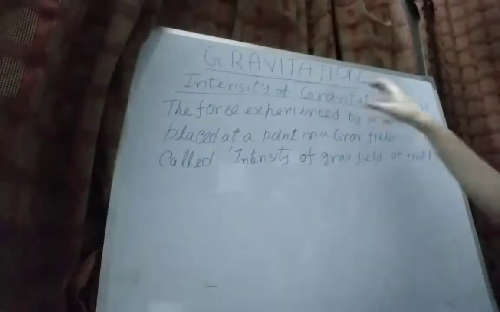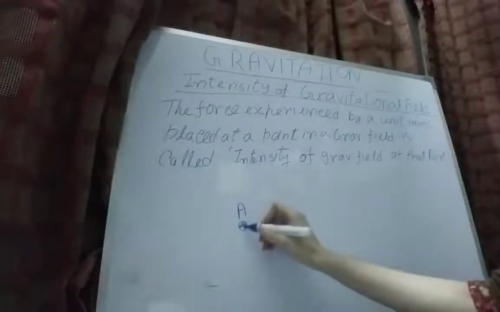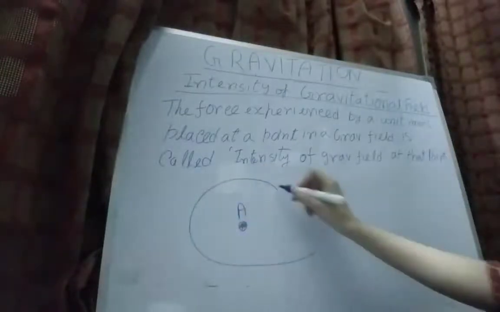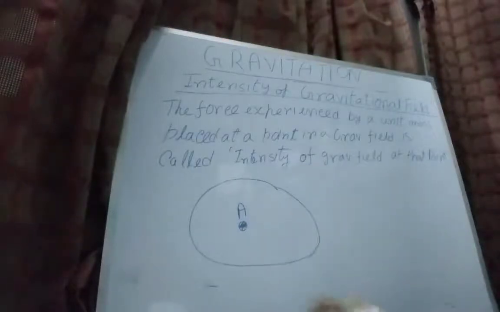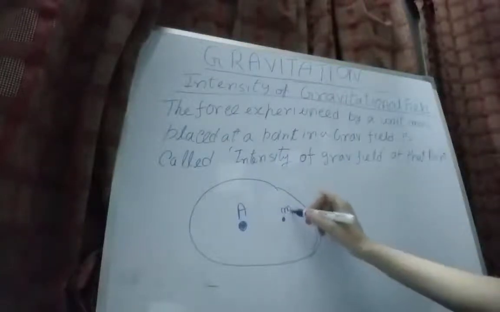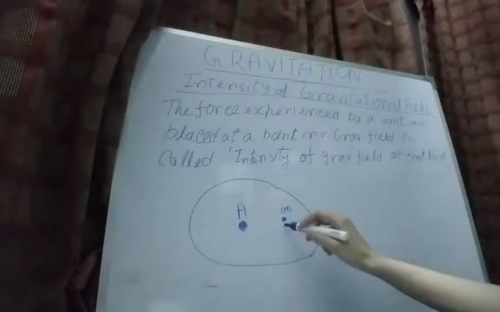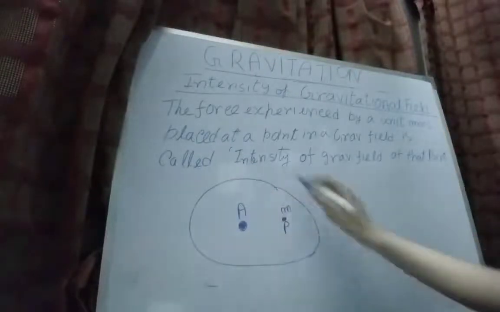Now the intensity of gravitational field, what is that? The force experienced by a unit mass placed at a point in a gravitational field is called intensity of gravitational field at that point. That means that if A is an object and this is A's gravitational field, then if we put any other object here of unit mass, suppose m, then the force experienced by this unit mass placed at the point P in this gravitational field of A is called the intensity of gravitational field at the point P.